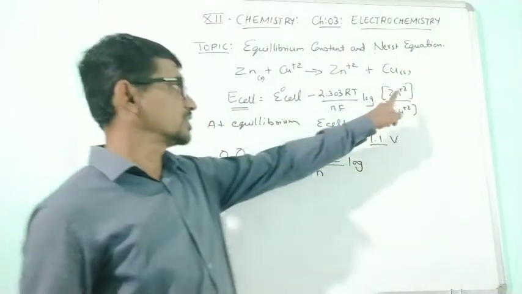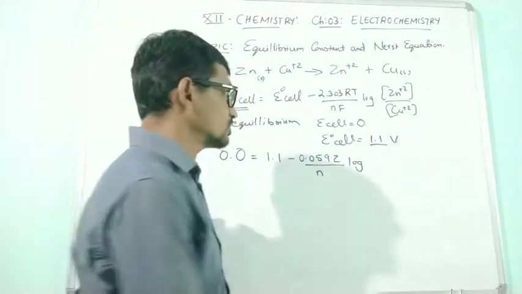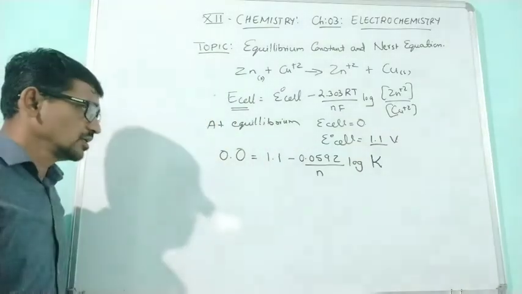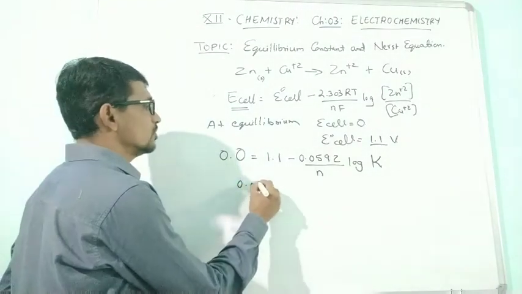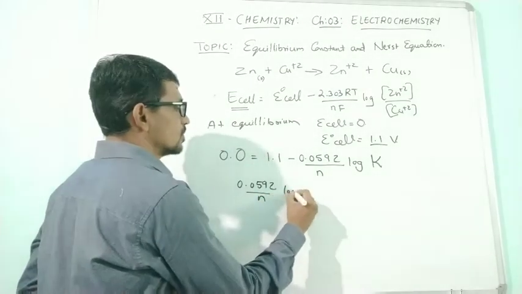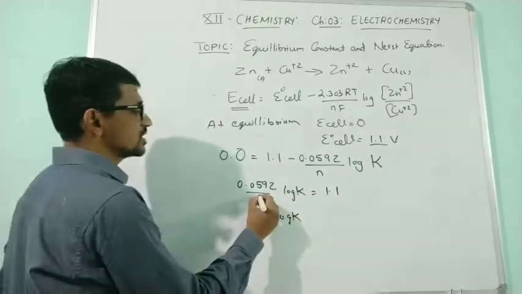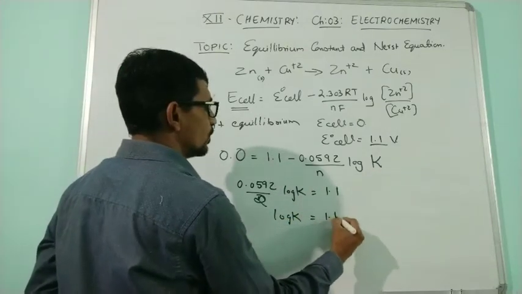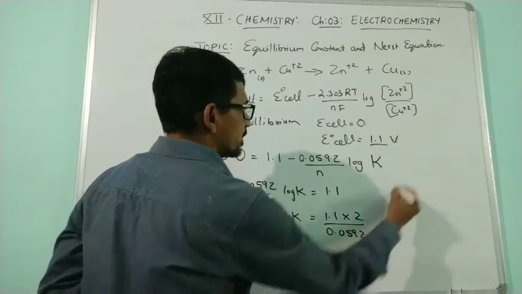At equilibrium, this value, product upon reactant, is coming constant. So for this, we can write log K. Therefore, 0.0592, if you take on this side upon N, log K is equal to 1.1, or log K, N is coming to 2, because your electron transfer is 2. So it is 1.1 multiplied by 2 upon 0.0592.